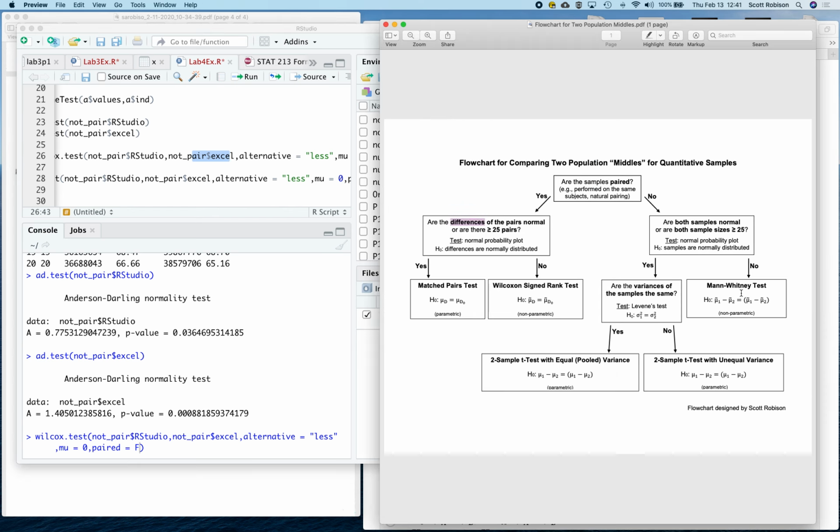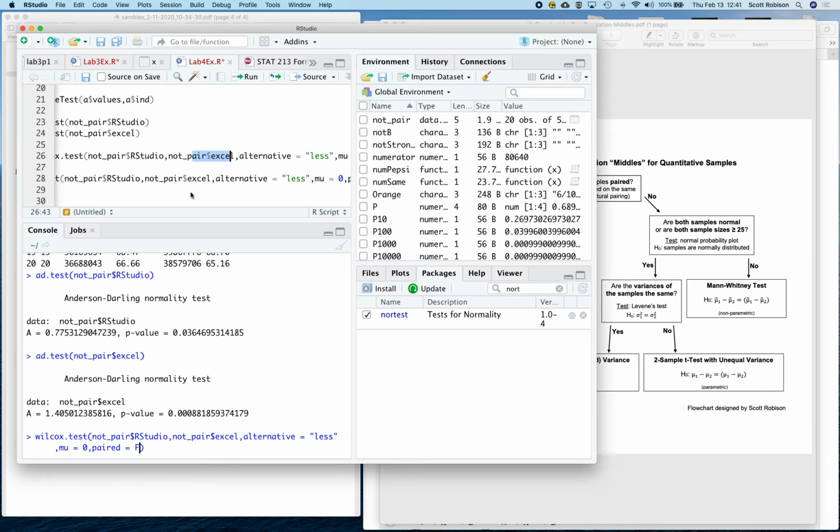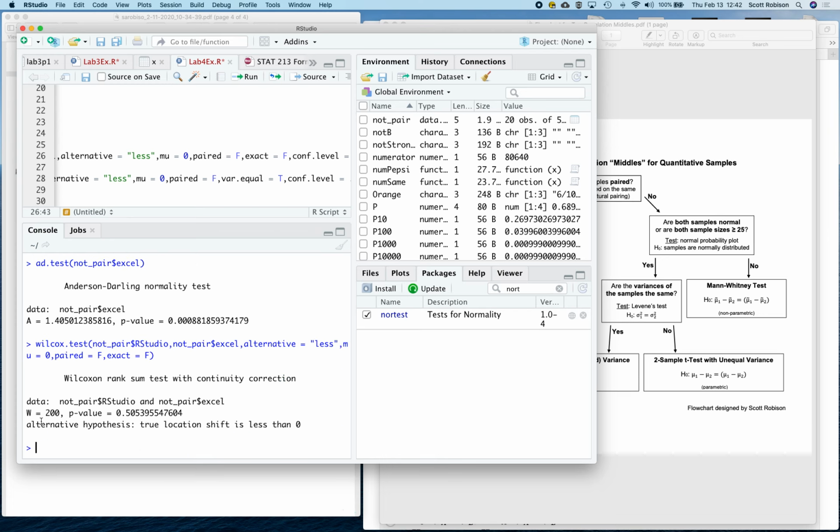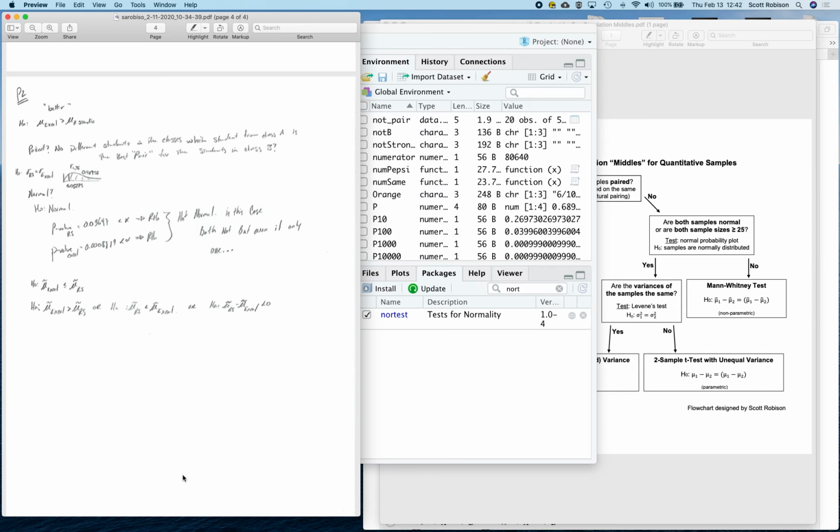If I put false, I will get the Mann-Whitney test when I'm doing Wilcox.test. And if I say paired is equal to true, I'm going to get a Wilcoxon signed rank test. So it's a big difference whether you put paired true or not. The other thing that I need to do is make sure that I turn off the exact method. So I'm going to say false, and then I can put in the confidence level as I choose. I will get the test statistic as well as the p-value.